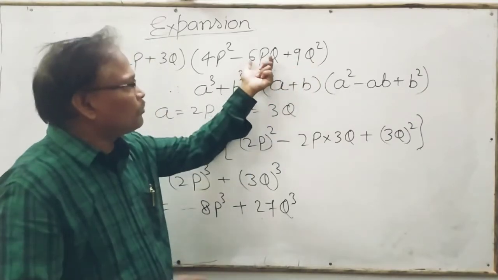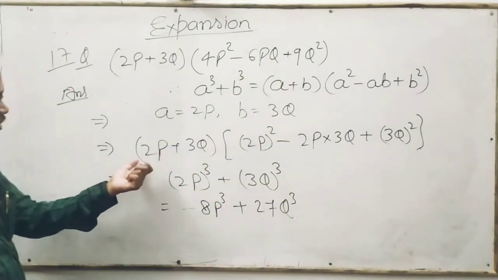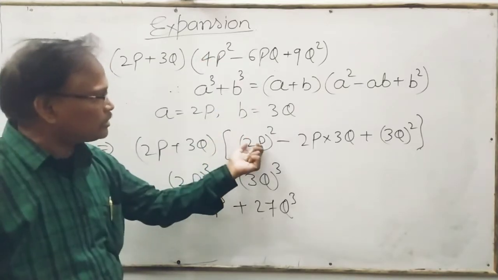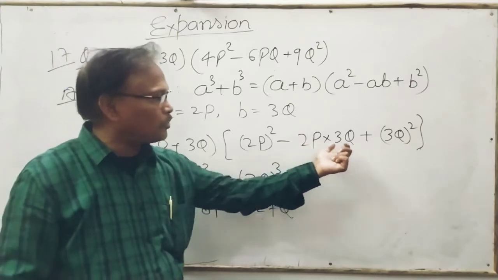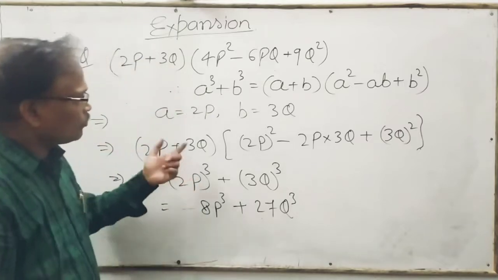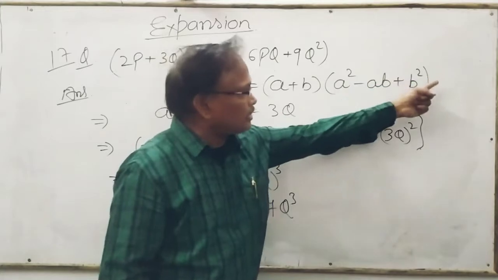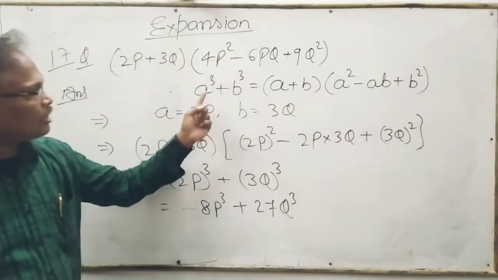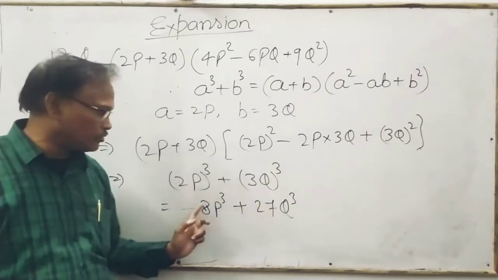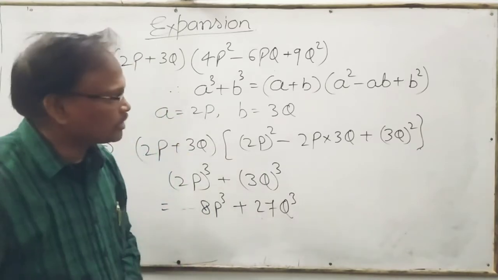It means it should be a into b, that is 2p into 3q. So I have written here 2p plus 3q, 2p whole square, this will change. This 6pq you can change, 2p into 3q, means a into b, and plus 3q whole square. Now using this formula, you can write directly the right hand side. Now the left hand side is a cube plus b cube, means 2p whole cube plus 3q whole cube, you will get the answer. Very simple.